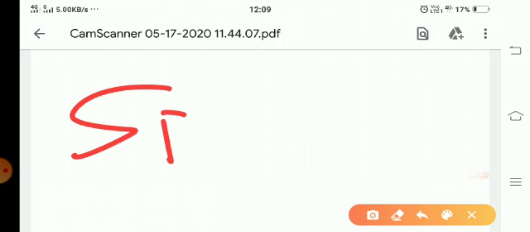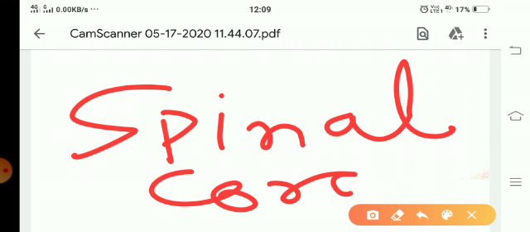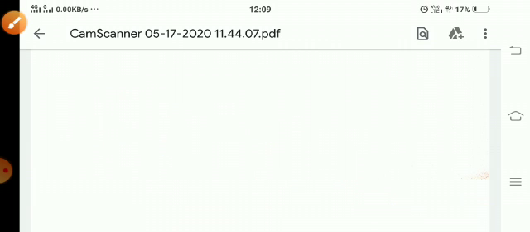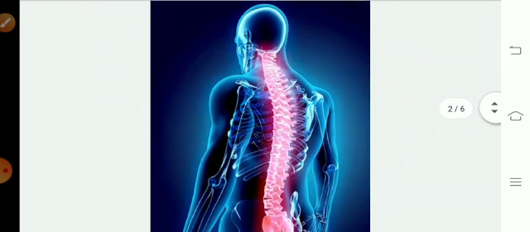The spinal cord. What is a spinal cord? The spinal cord is a bundle of nerves that connects the brain to other parts of the body. It extends from the medulla to almost the end of the spine. It is surrounded and protected by the backbone. This is the image of a spinal cord.